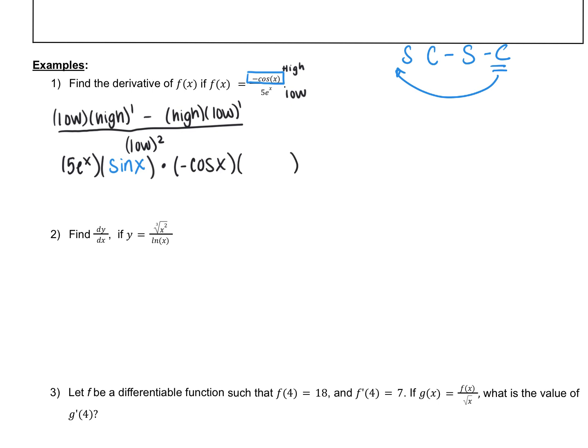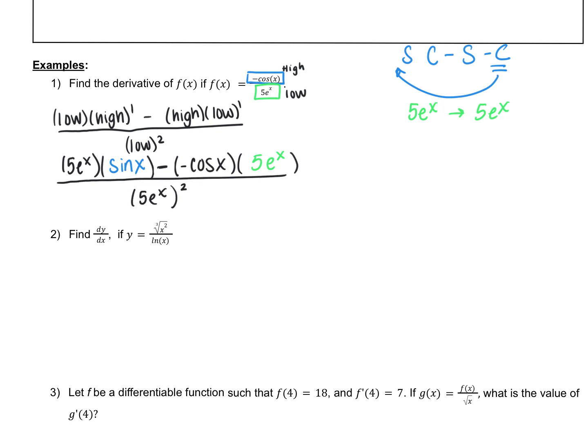Then I have high, and all I'm doing is rewriting my high, and then I'm multiplying it by d low. So we need to take the derivative of the low. So remember that if I have 5e to the x, the derivative is just 5e to the x. It's the same thing. So 5e to the x. So there's your low d high minus high d low. I think I have a typo here. I apologize. The formula has a minus.